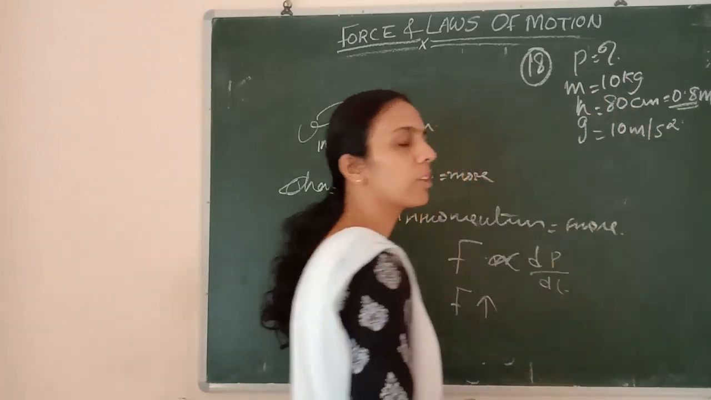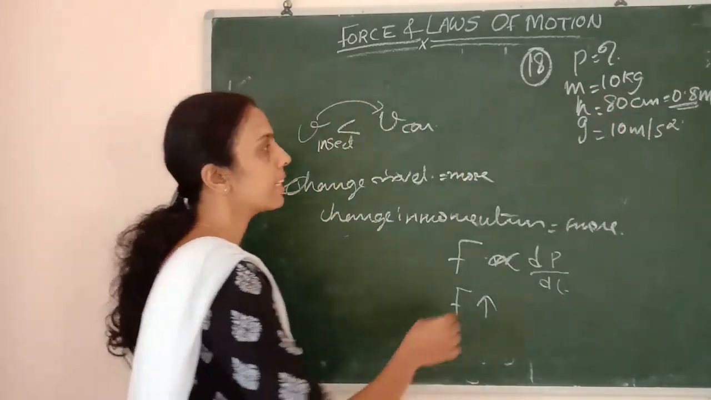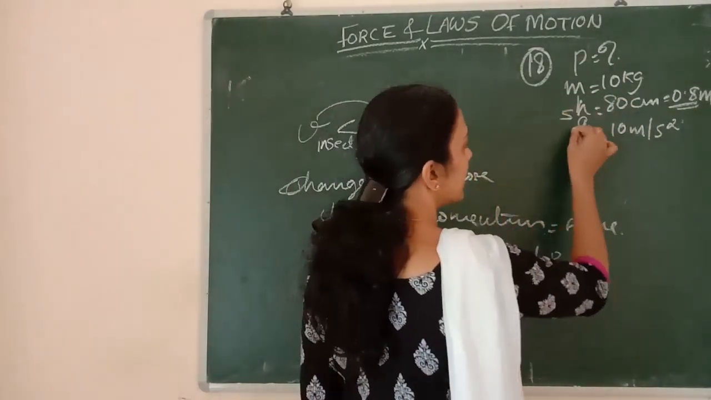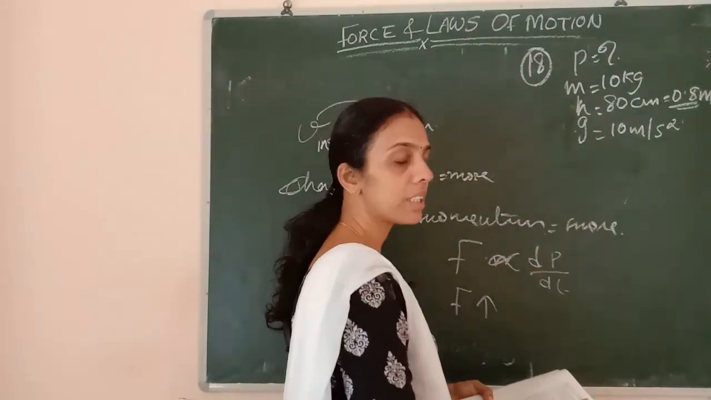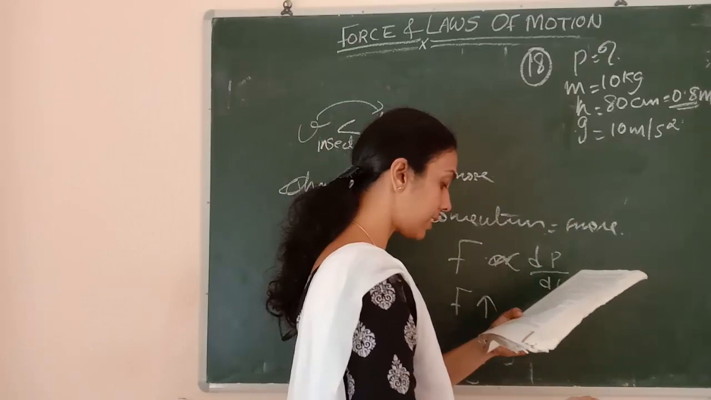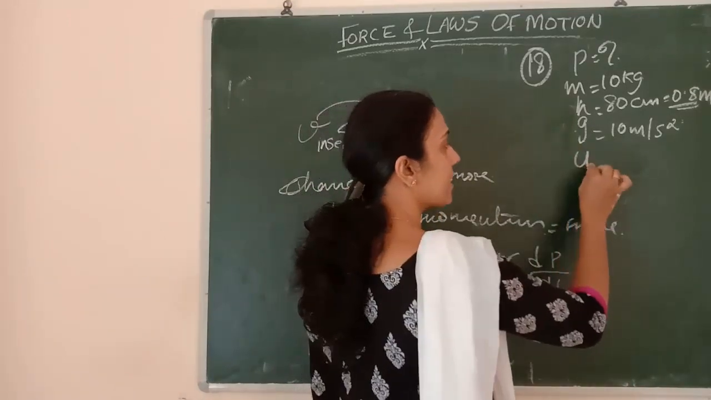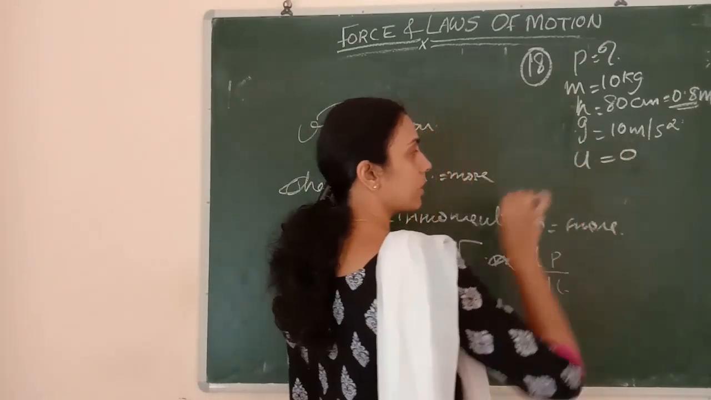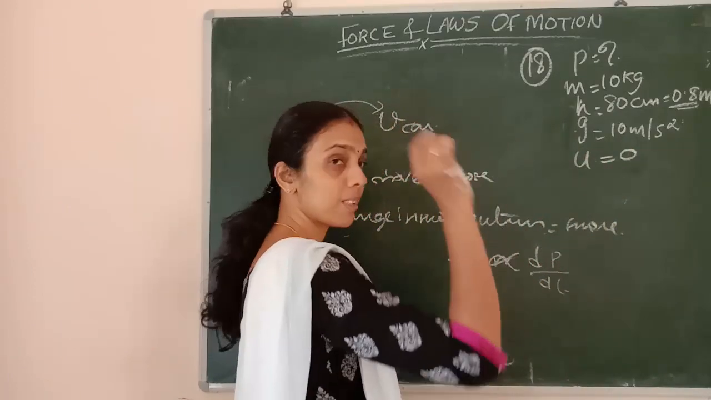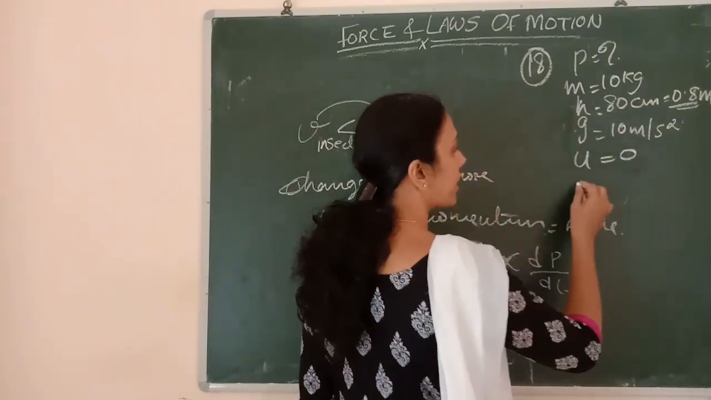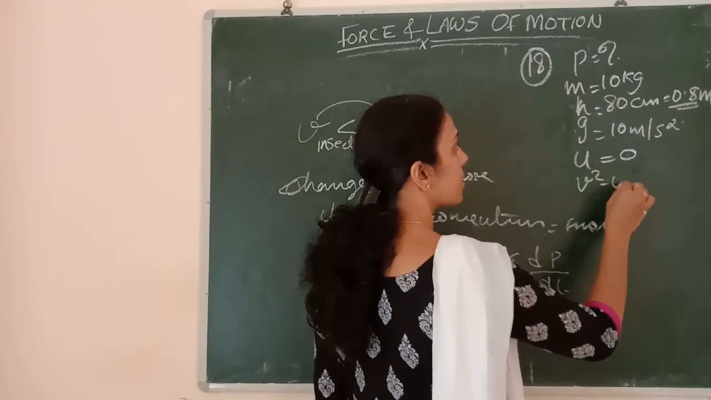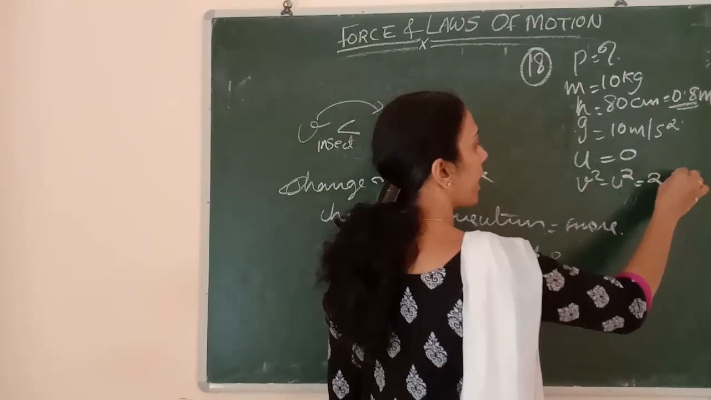So how can we find out the momentum? S is here, g is here. So what is the initial velocity? It falls from a height, isn't it? Falling from a height means dropping, so the initial velocity is zero. It's not throwing. If throwing, then the initial velocity will be there. How can we find out? V square minus U square equals 2as.